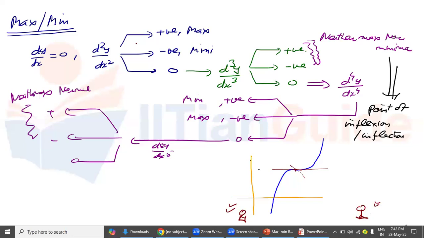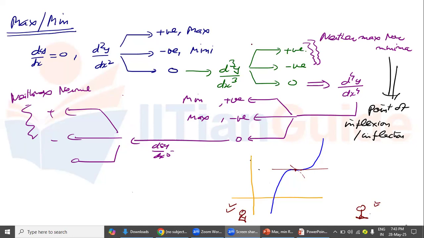Sir, can you explain this part once again? Sir, I don't understand this inflection point. What do you not understand? This point of inflection.